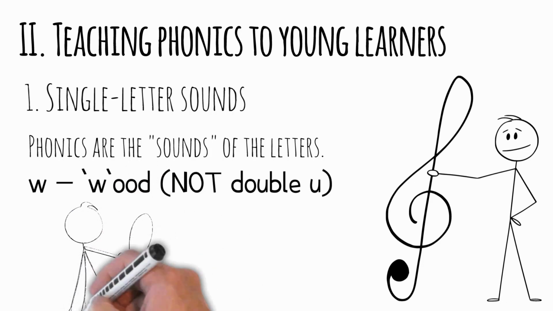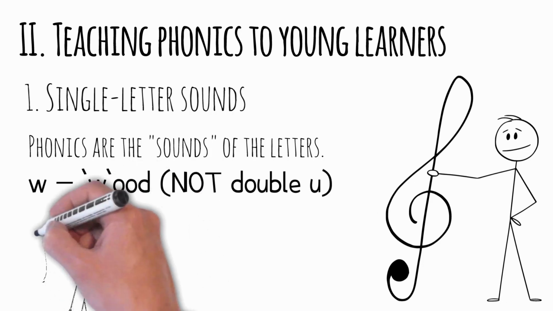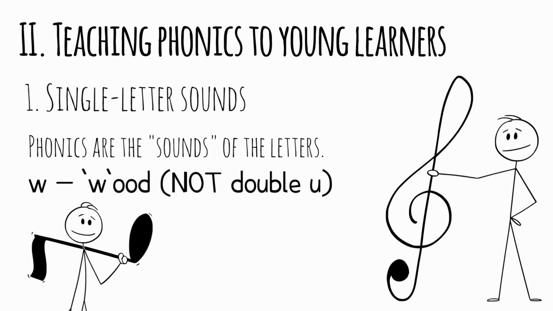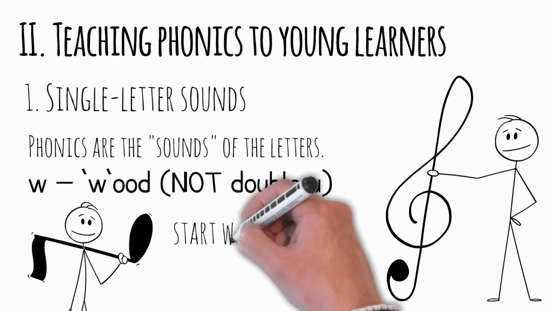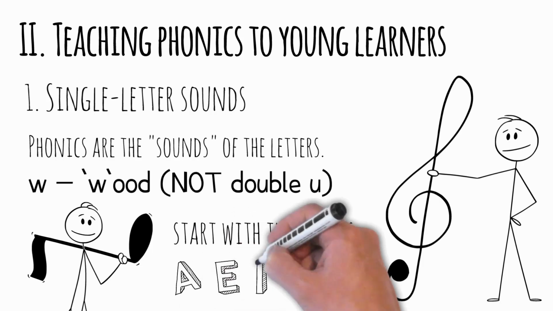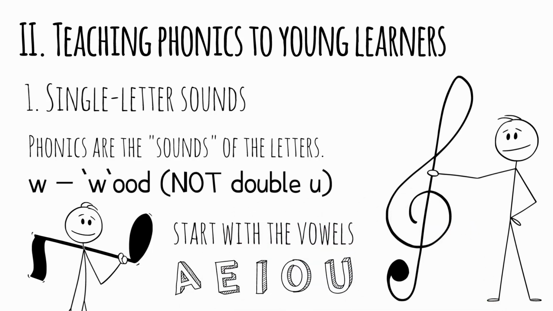Imagine it's your first class with children aged 5 years old. You're planning on teaching the alphabet. In that case, the best idea is to start with the vowels A, E, I, O, and U. They are the most common sounds in the language, and they can be tricky with the different possible pronunciations.